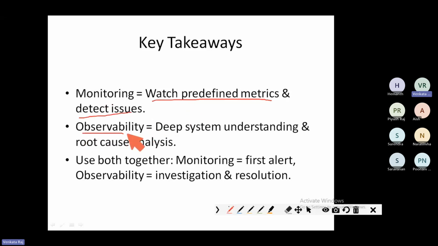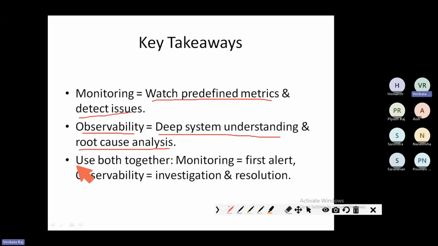But in observability, you have a deep understanding of the system, right or not? You have a deep understanding of the system and root cause analysis. This is very, very important. Many monitoring tools are now coming up with root cause analysis being done by the AI engines, guys. So by observability, you will be able to understand the system deeper as well as do the root cause analysis of the problems effectively.